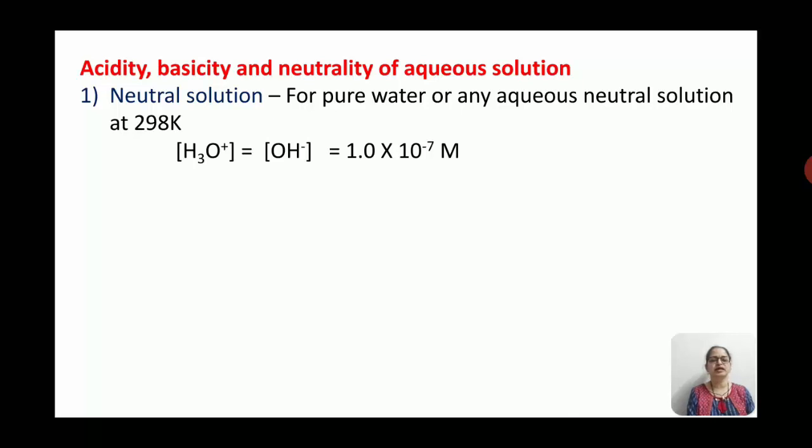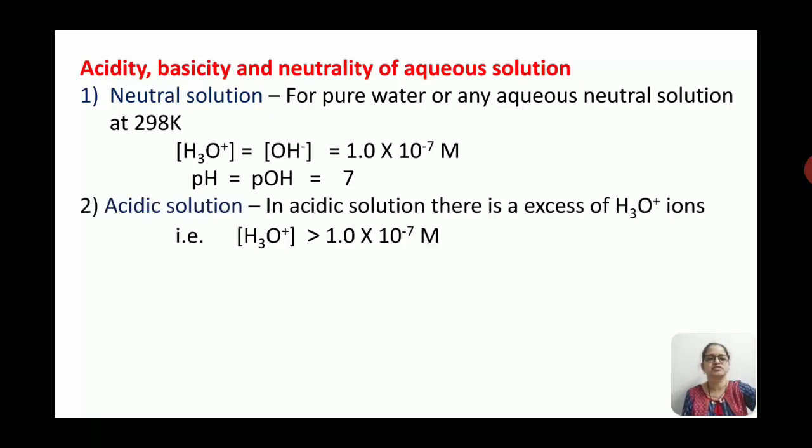For pure water or any aqueous neutral solution at 298 Kelvin, molar concentration of hydronium ion is equal to the molar concentration of hydroxyl ion is equal to 1 into 10 raised to minus 7 molar. The concentration of hydronium ion and the concentration of hydroxyl ion will be the same, and it will be 1 into 10 raised to minus 7 molar. This is for neutral solution. That means pH is equal to pOH is equal to 7 for neutral solution.